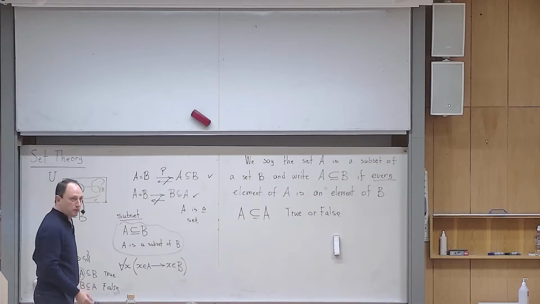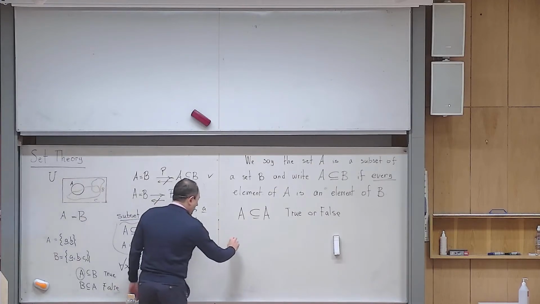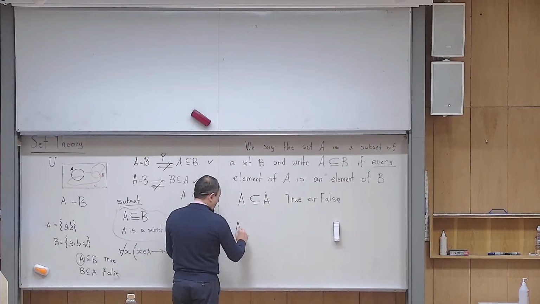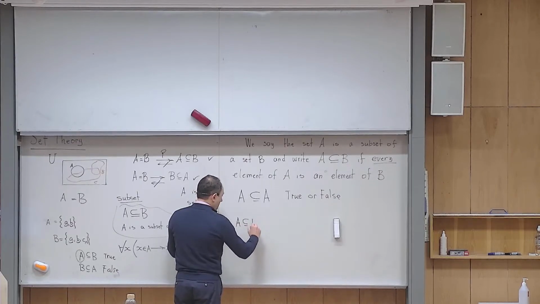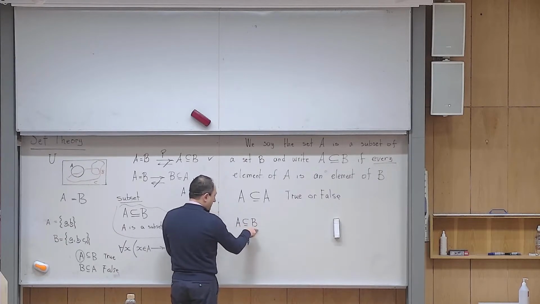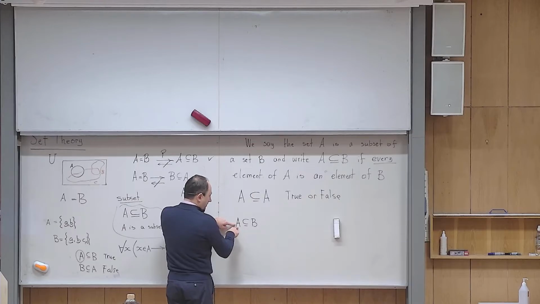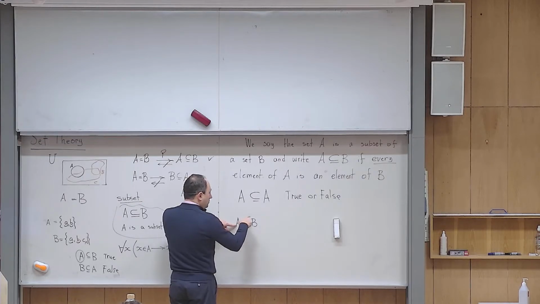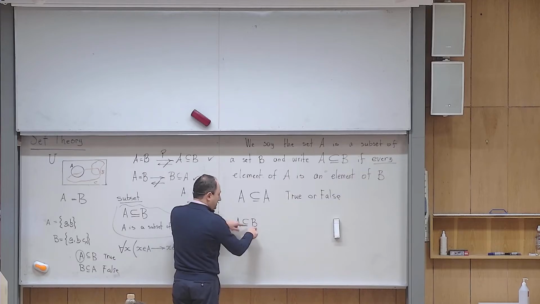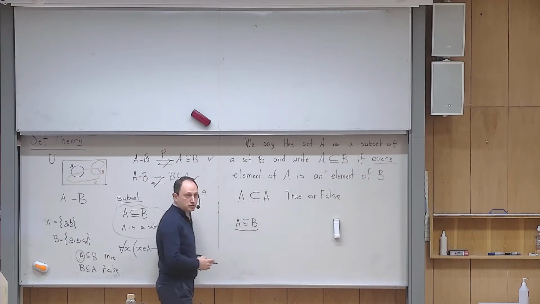Because that is the only obligation. When you write A, I told you that A is a subset of B means every element of A is an element of B. So every element of the left-hand side set should also be an element of the right-hand set. If this is true, then this statement is true.